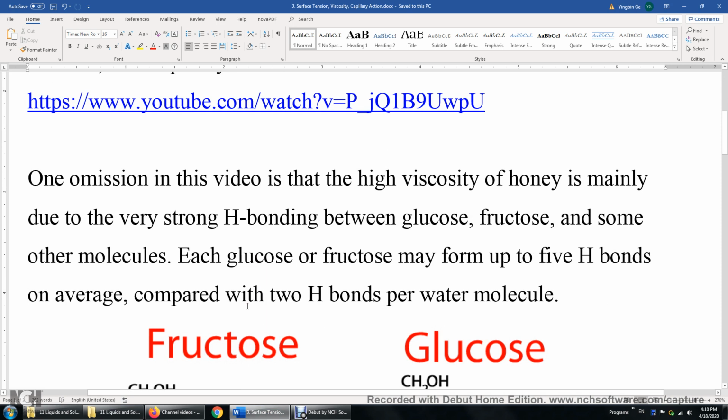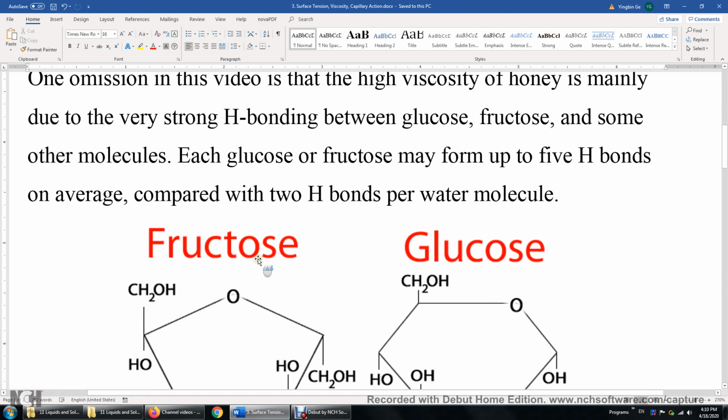I want to mention that there is a small omission in this video. The high viscosity of honey is mainly due to the very strong hydrogen bonding between glucose, fructose, and some other molecules in honey. Let me show you the structure of these two molecules.